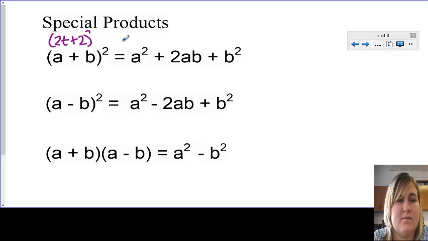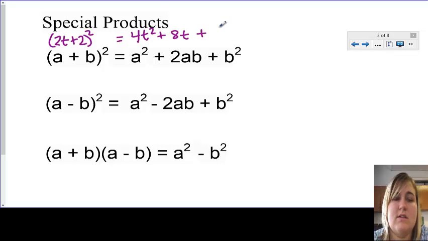And that was being squared. And if you remember, our answer was 4t squared plus 8t plus 4. Okay? So if I take a and I square it, a is this 2t. So 2t squared gives me 4t squared. Then I'm going to take 2 times a times b. So 2 times 2t is 4t times 2 is 8t plus b squared. Well, b is right here. So 2 and square it, I get 4.